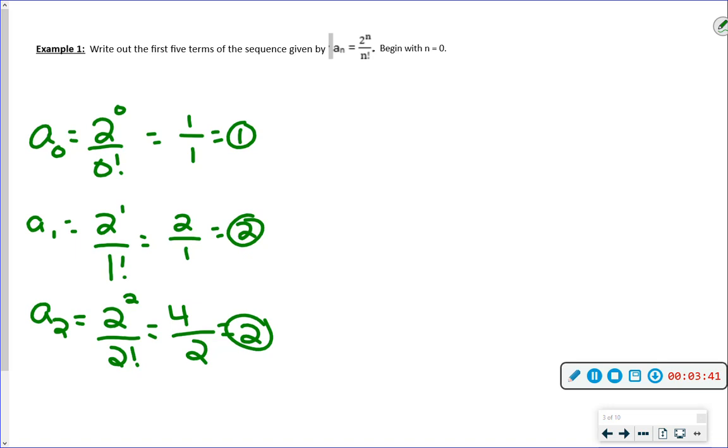All right, moving over. So let's do the third one. I'm going to do 2 cubed, 3 factorial. What's 2 cubed? 8. 3 factorial. 3 times 2 times 1. We don't need a calculator. 6. Let's reduce it, because we always reduce and simplify in here.